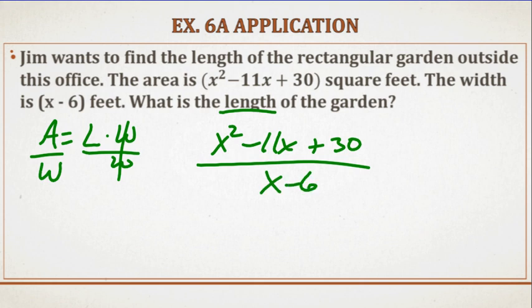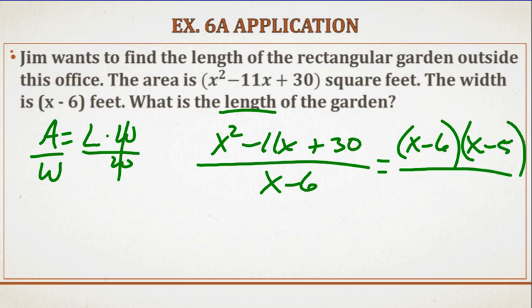And then from here, you would just factor on top. So this would be x minus 6, x minus 5, divided by x minus 6. X minus 6 cancels out, so your length would be x minus 5.